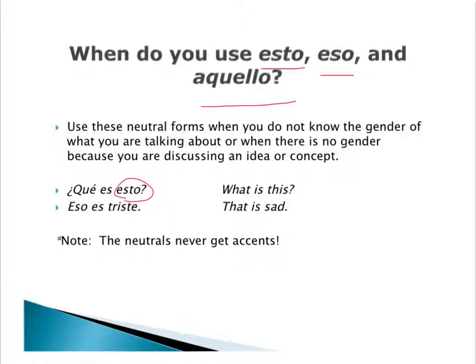Another example, eso es triste. That is sad. If someone's telling me a story and I'm reacting to it and I say, oh, that is sad, that is neither masculine nor feminine. It's an abstract idea or concept. I can't put a gender on it, so I use the neutral form. Eso es triste. And you should notice that the neutrals never get accents, which is usually good news for everyone. The neutrals never get accents.